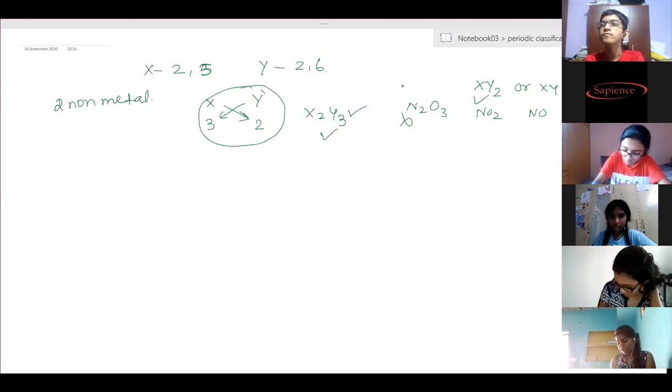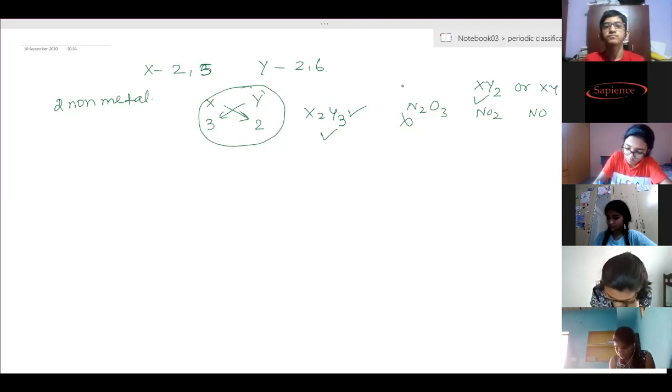Electronic configuration, position is? Third period, 17th group. The word series is not used. If you write third series, you will lose complete marks. Third period and 17th group. Valency? 1.